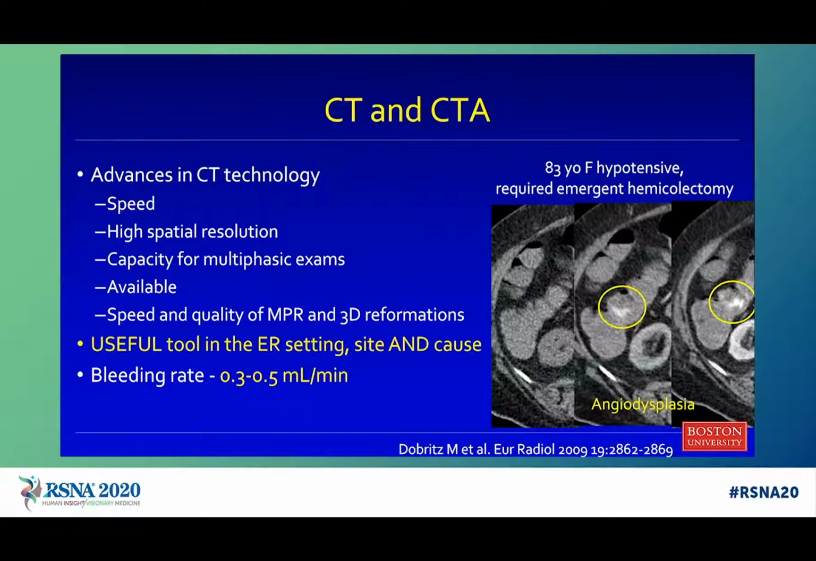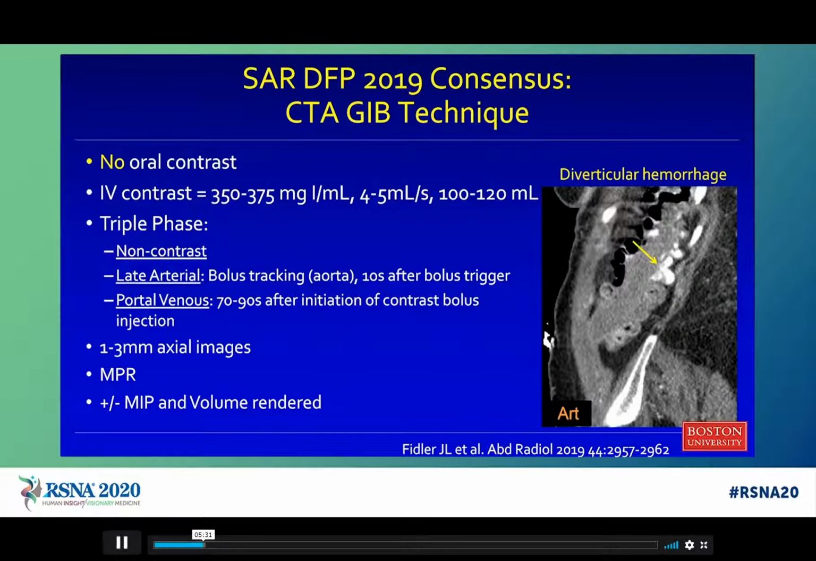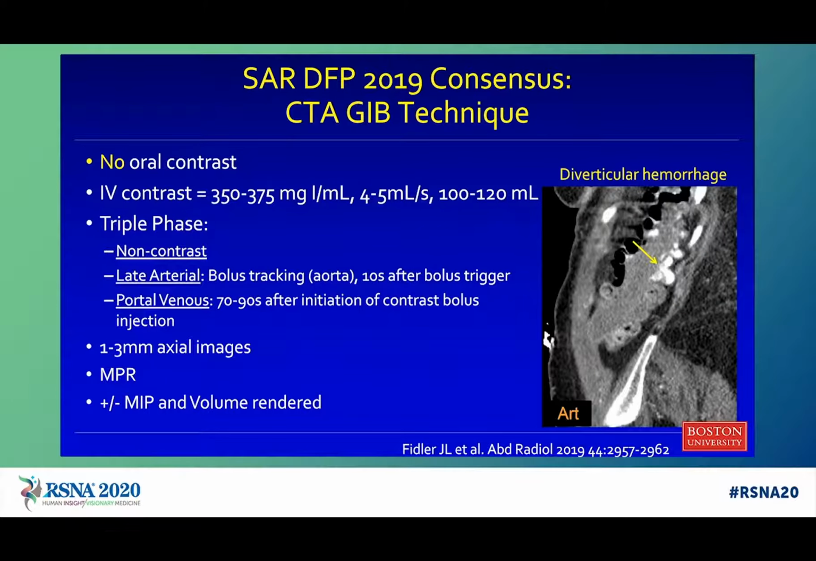CT has seen many advances in recent years. It is a useful tool in the ER as it defines both the site and cause of GI bleeding. The bleeding rates it can detect are listed here. The Society of Abdominal Radiology Disease Focus Panel 2019 consensus paper, which I've referenced at the bottom, issued CTA GI bleeding technique recommendations.